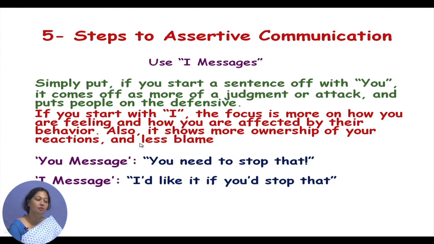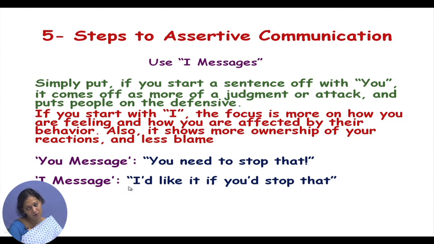So, you are just stating the facts. It also shows more ownership of your reactions and less blame. Less use of "you" in a negative situation ensures that you are not blaming that person; you are rather specifically stating the event and the resultant causal effect of that event. So, the you message could be something like, "You need to stop that." The I message, on the other hand, which an assertive person uses, is, "I'd like it if you would stop that." So, you could say that instead.